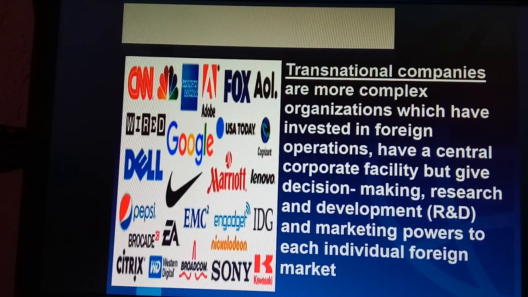Then we have transnational companies. Transnational companies are more complex organizations. Why complex? They have invested in foreign operations but have a central corporate facility, yet give decision making, research and development, or R&D, and marketing powers to each individual foreign market. So among the four types of global companies, transnational is a complex organization. They have invested in foreign operations, but they have a central corporate facility. The central corporate facility is within these countries in which they are present.